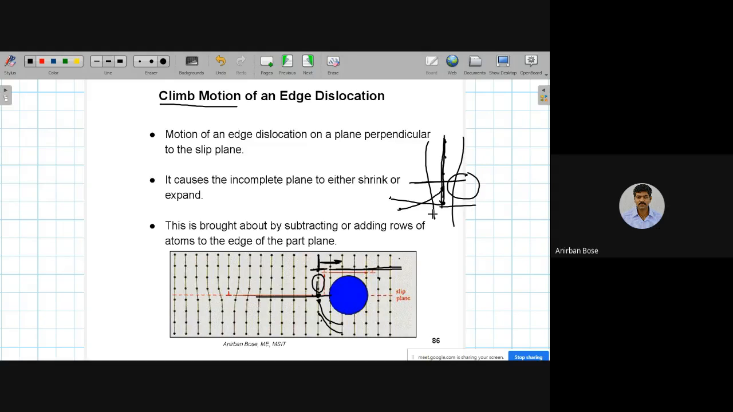So this is brought here. Those things are actually written. You see, the second point: it causes the incomplete plane to either shrink or expand. And this is brought about by subtracting or adding rows of atoms to the edge of the part plane. So in that way, they either extend or shrink the part plane and change the slip plane so that they can avoid some obstacles in its path.